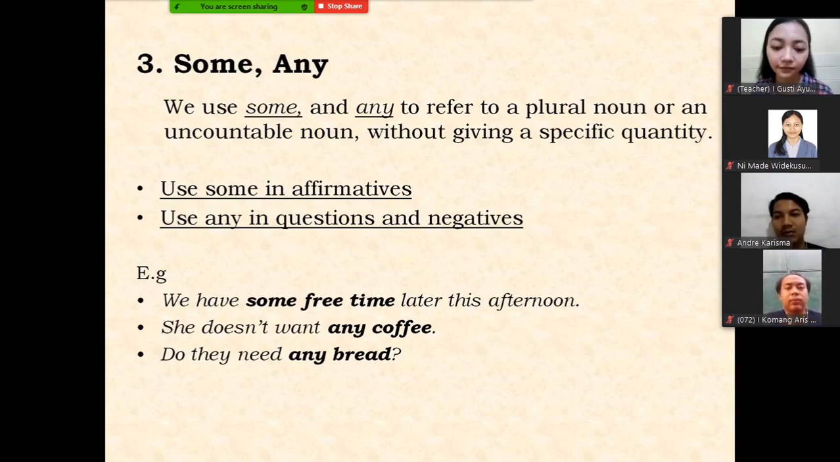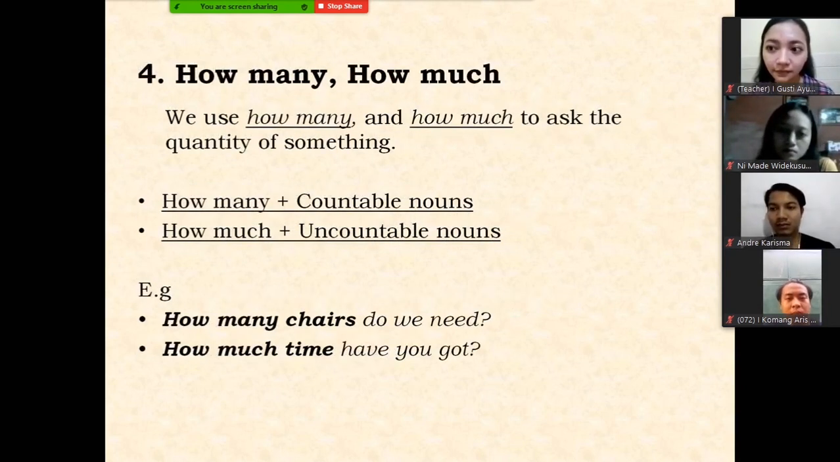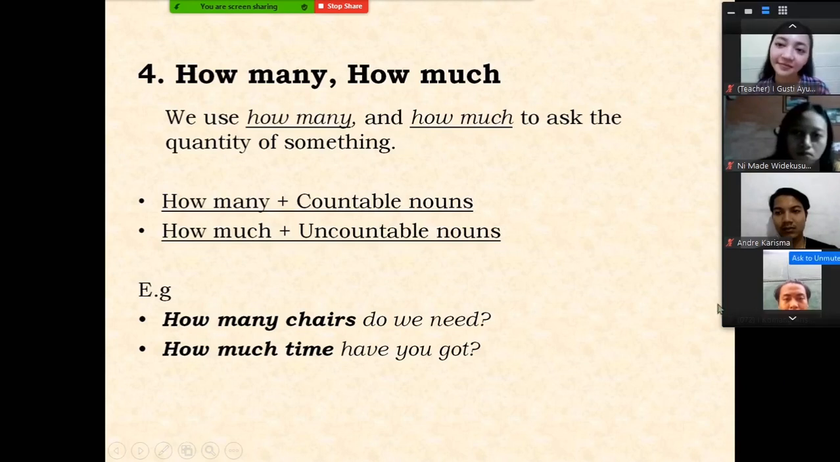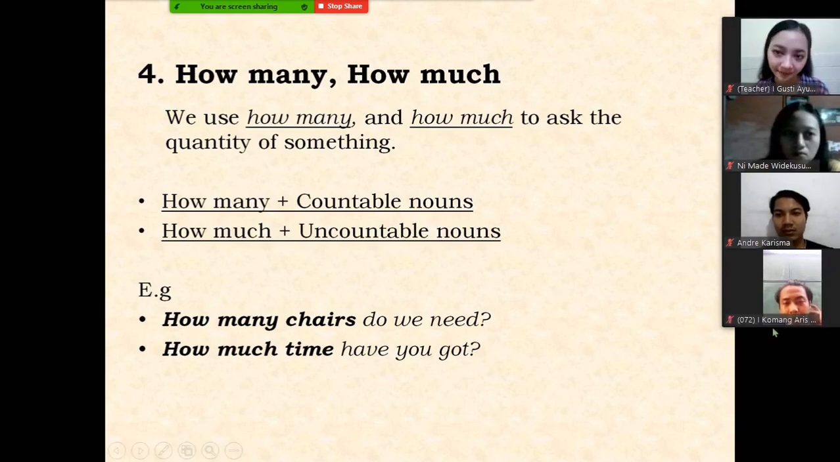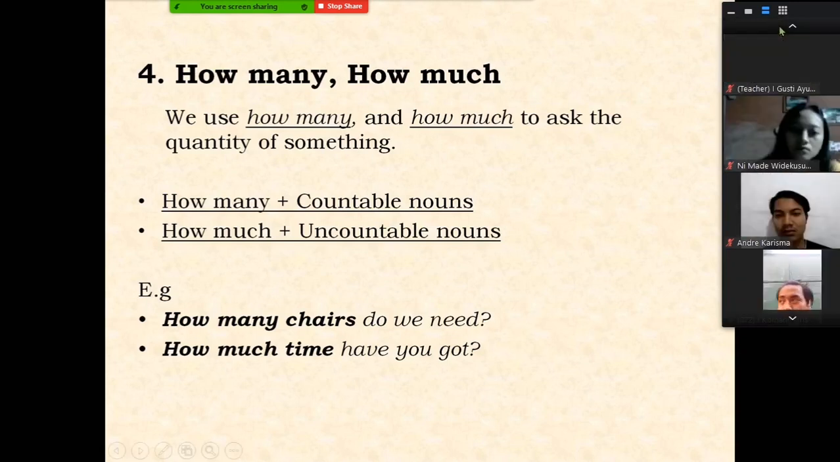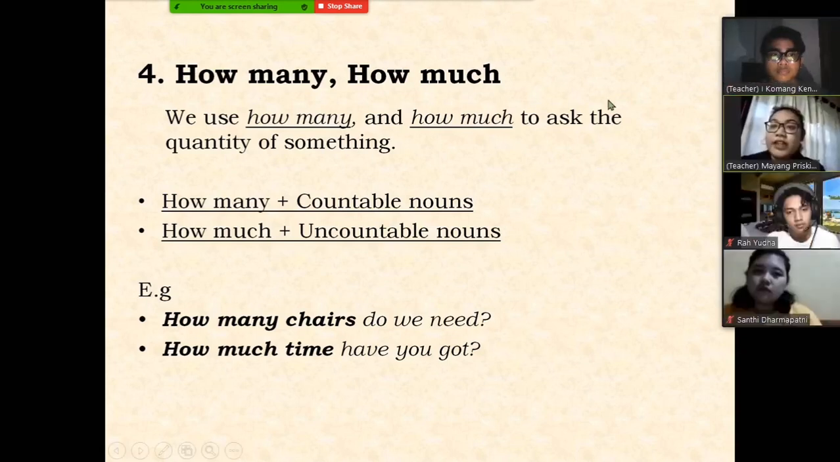And the fourth example will be explained by Mrs. Mayang. Mrs. Mayang, time is yours. Okay, the last example is about how many and how much. We use how many and how much to ask the quantity of something. How many is for countable nouns and how much is for uncountable nouns. For example, how many chairs do we need? We use how many because chair is a countable noun. Okay, next.